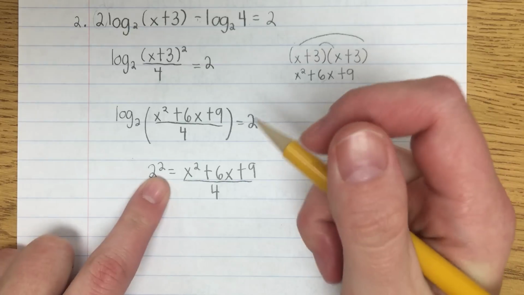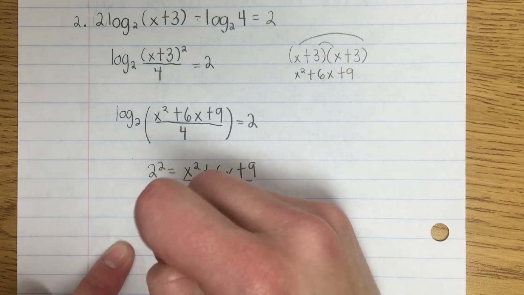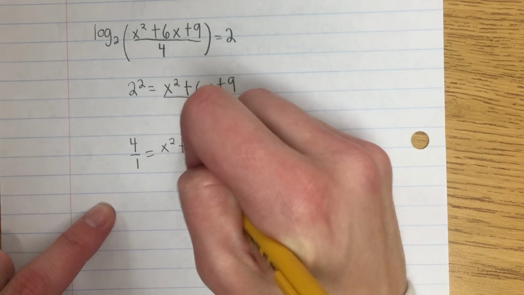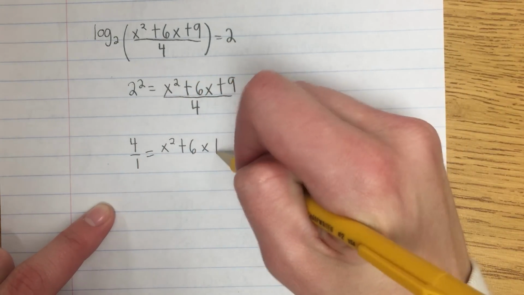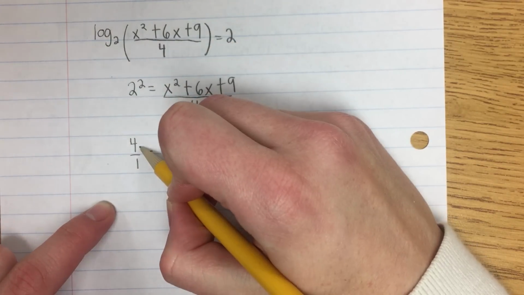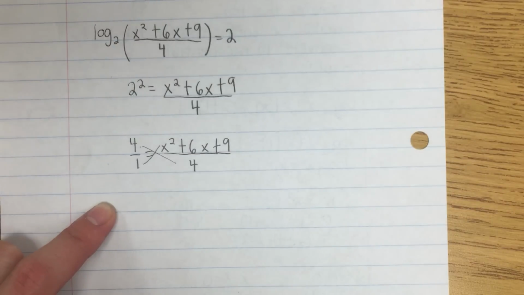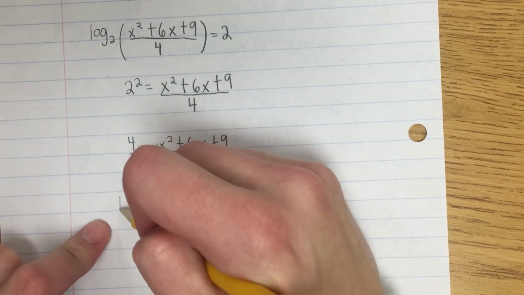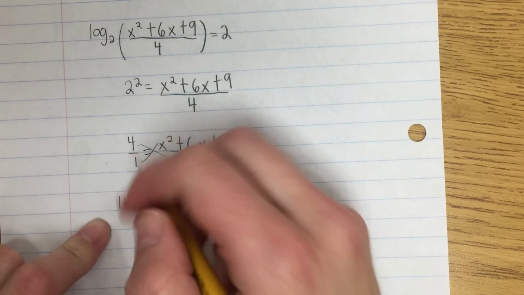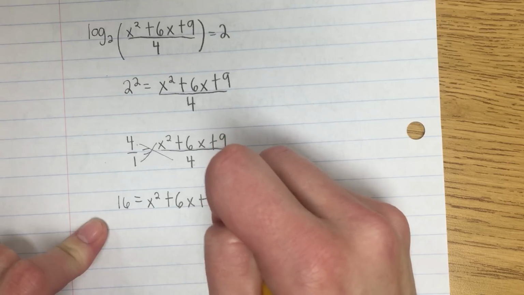Okay, so here 2 squared is the same thing as 4, and 4 is the same thing as 4 over 1. I wonder if you see what I'm getting at here. I'm making it a fraction. So all I've done, 2 squared is 4, and 4 is the same thing as 4 over 1. I'm making it a fraction so I can cross multiply. So when I cross multiply, I get 16 equals, 4 times 4 is 16. 1 times all this stuff stays the same.